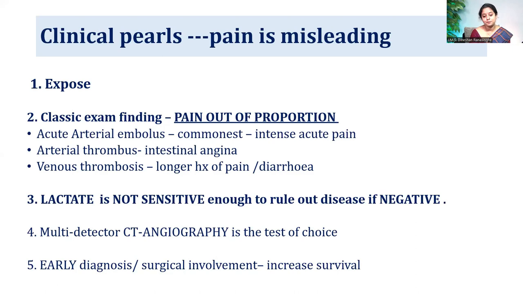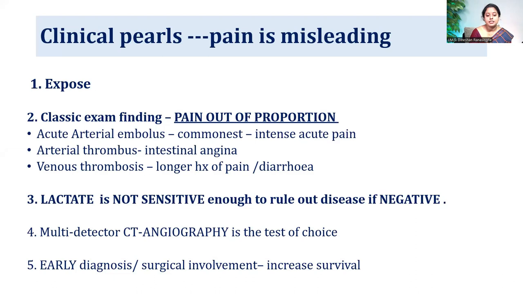And arterial thrombosis could be a chronic pathology, so they usually come with intestinal angina. It means they have abdominal pain just after having a meal, so there's a food phobia. And venous thrombosis has very non-specific symptoms like a long history of pain, sometimes presenting with diarrhea. So it's a very unusual presentation. But remember, if a patient comes with abdominal pain out of proportion, always examine the abdomen to rule out mesenteric ischemia.